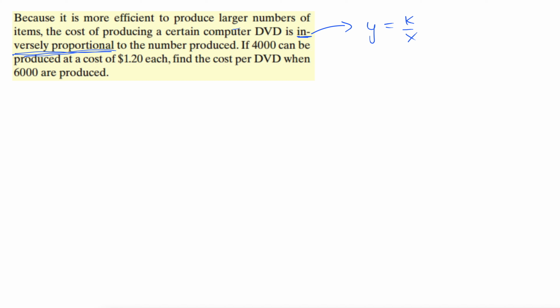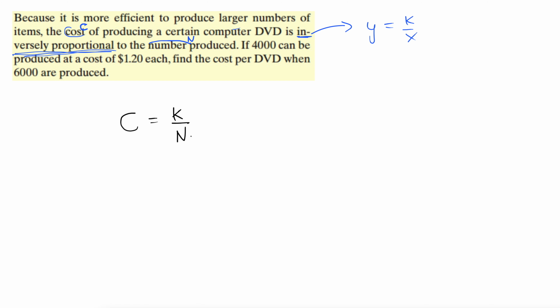Let's get some variables set up. The cost of producing, let's call this C. C will be the cost. Let's call the number produced N. So in our case, cost is inversely proportional to the number produced.